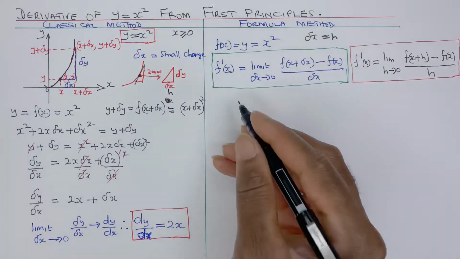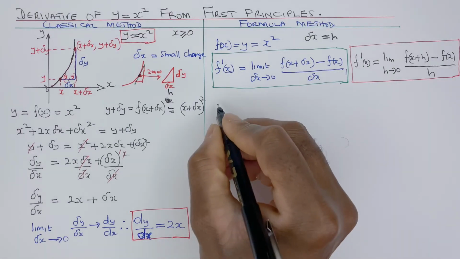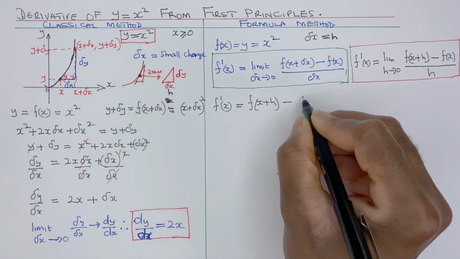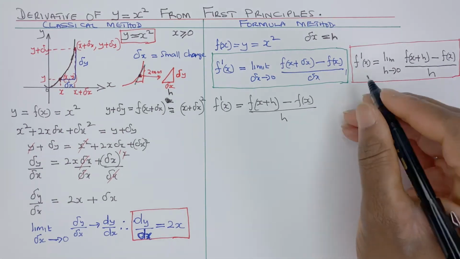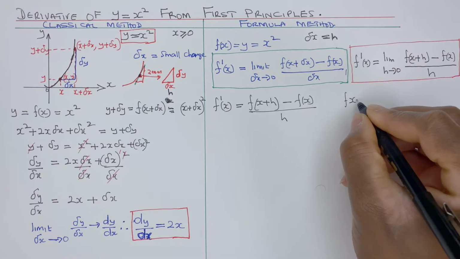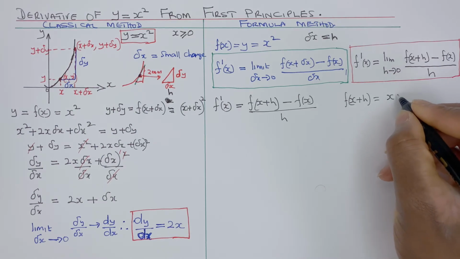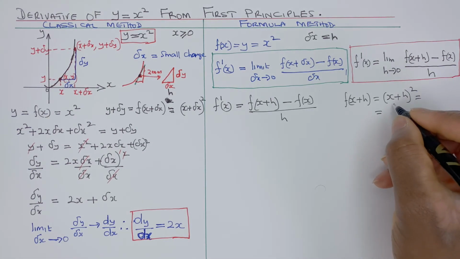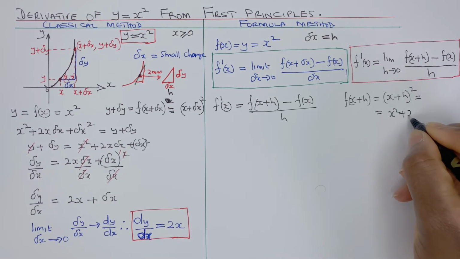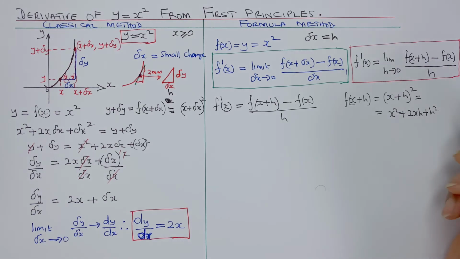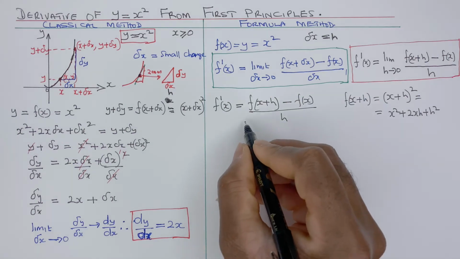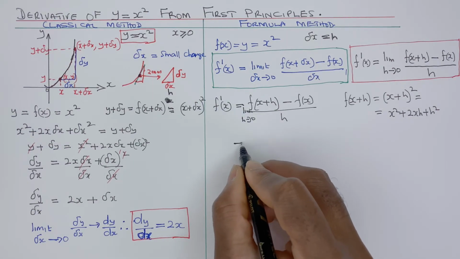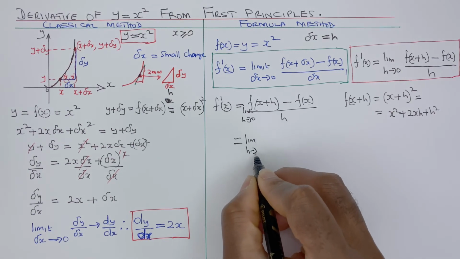So now let's calculate this. I'll use that h here just to show you what's going on. So f dash x equals f of x plus h minus f of x over h, where f of x plus h equals x plus h squared. If I expand that, I need to expand this one, so that would be x squared plus 2xh plus h squared. So that's the expansion. I'm going to put that here. But you have to say in the limit where h tends to 0. So you must say that. Always when you use that method, you have to say limit h tends to 0.